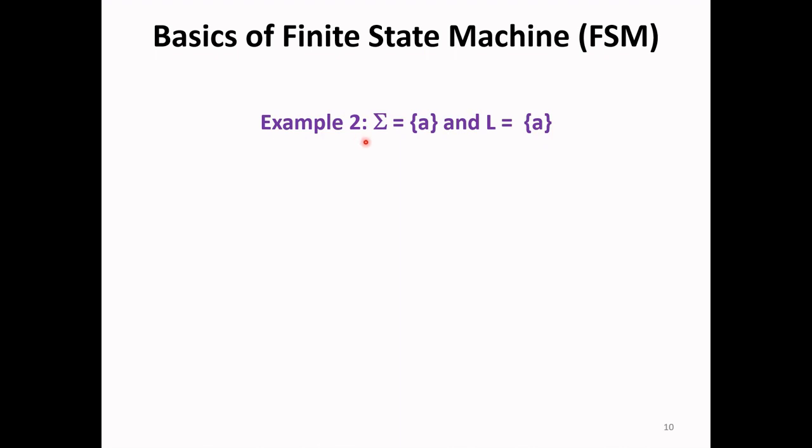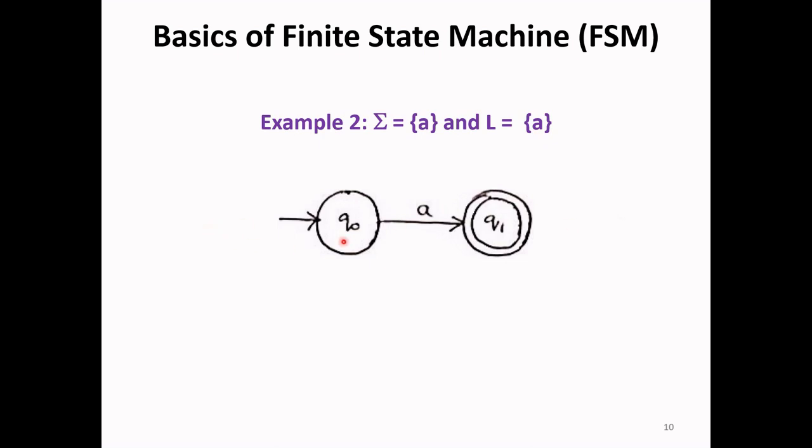In this example, the language contains only one string of length 1, that is A. To design an FSM for a string of length 1, we need two states, Q0 and Q1, where from Q0, one compulsory transition for input symbol A reaches final state Q1. So this is the FSM for the language containing the string A.